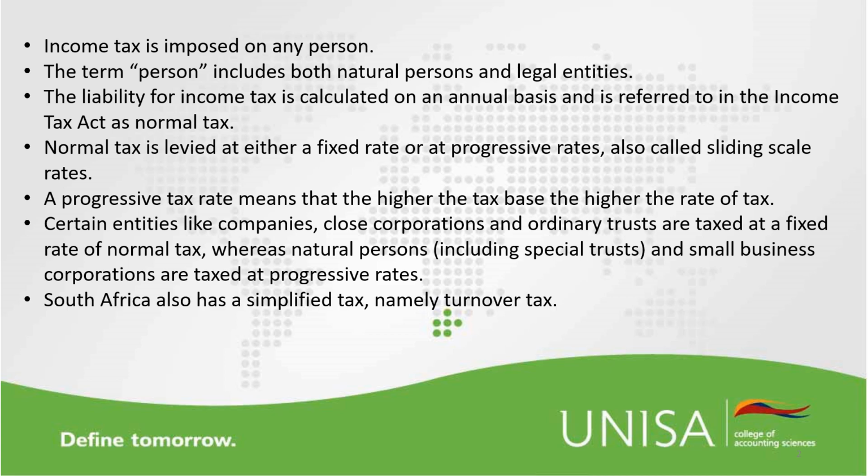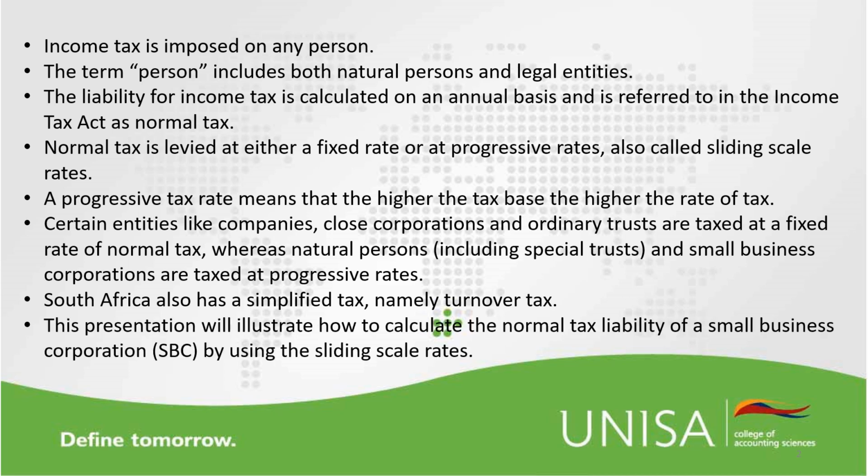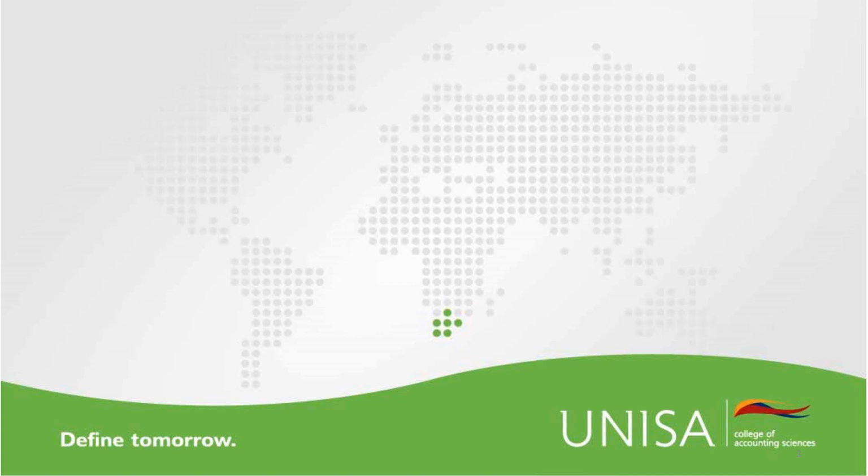South Africa also has a simplified tax, namely turnover tax, that is levied on the turnover of a micro business in lieu of normal tax levied on taxable income. Turnover tax is also a progressive tax and therefore also levied at sliding scale rates. This presentation will illustrate how to calculate the normal tax liability of a small business corporation by using the sliding scale rates.